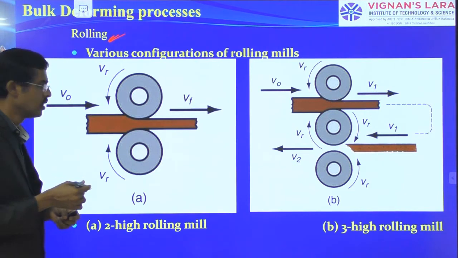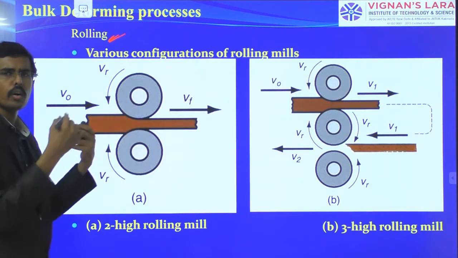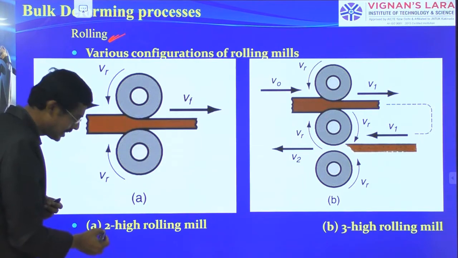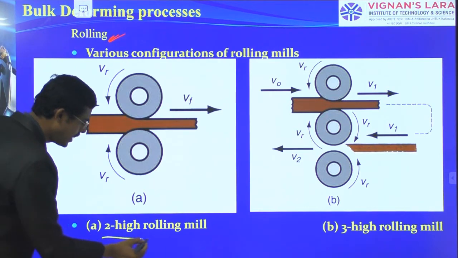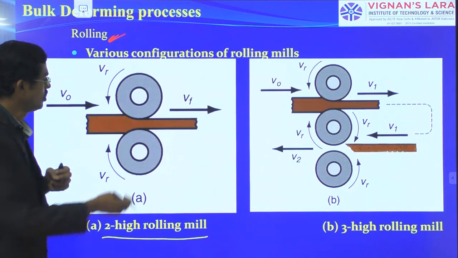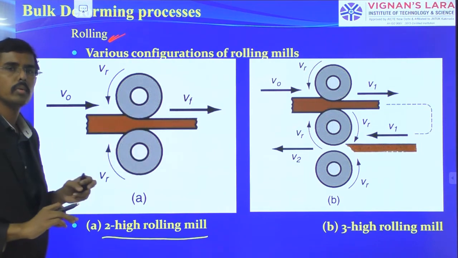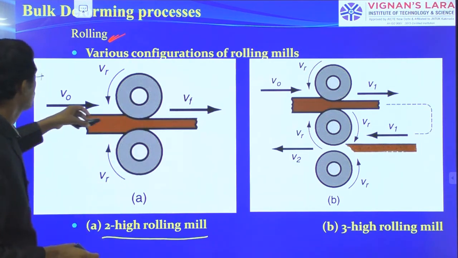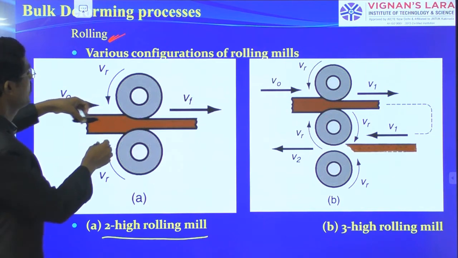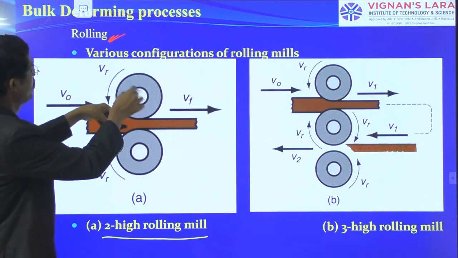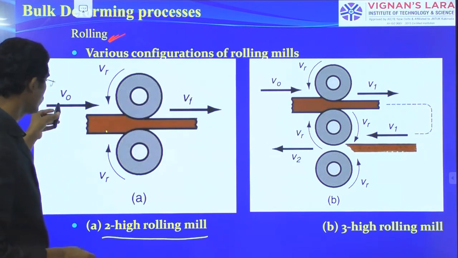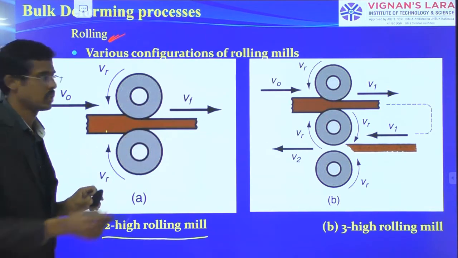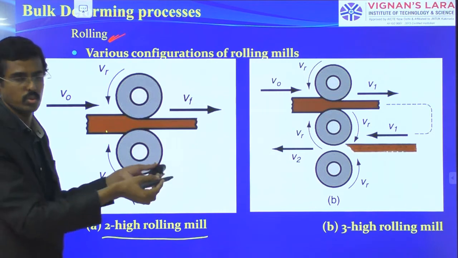Number 1 is what we see now, the two high rolling mill. Two high rolling mill operations: generally we keep the plate inside, force is applied for movement and for friction contact, and it comes out. Velocity in, velocity out. So this is how it generally moves.